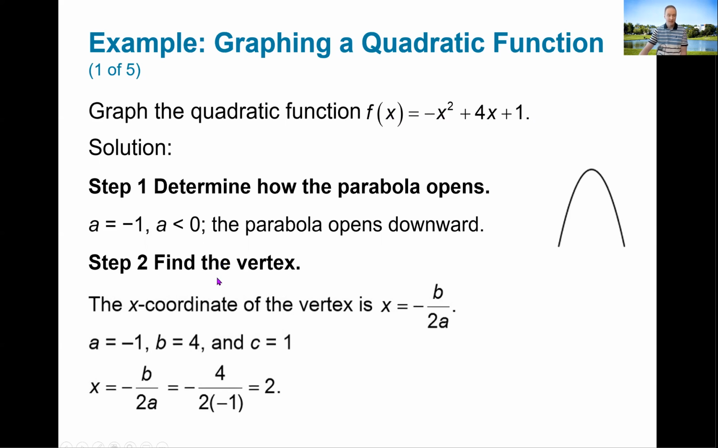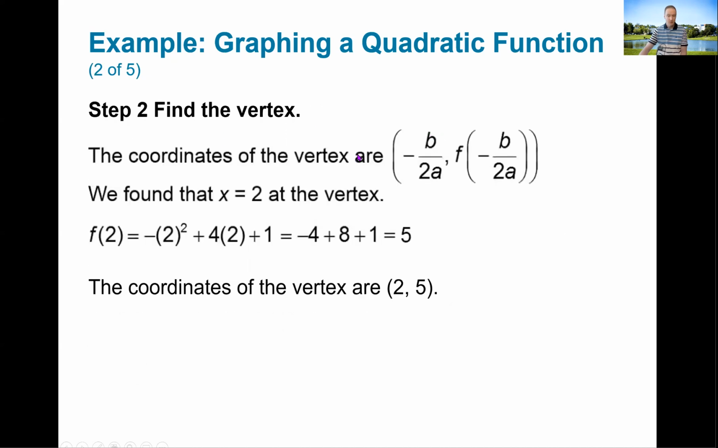So finding the vertex, I'm still doing step 2 on the next page. You'll see I need to find the y value. I plug x equals 2 into the equation. It was negative x squared plus 4x plus 1, which becomes negative 2 squared plus 4 times 2 plus 1. When I plug that in, I get a y value of 5. So now I know that the coordinates of the vertex are the ordered pair 2, 5. All right, so I have my vertex, and I have the fact that it's pointing downward.